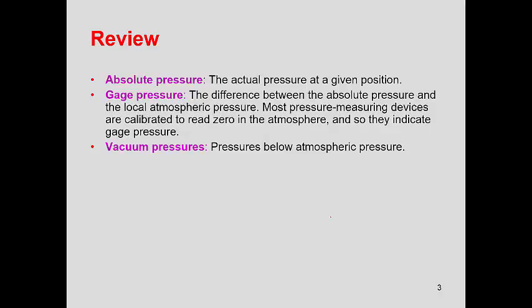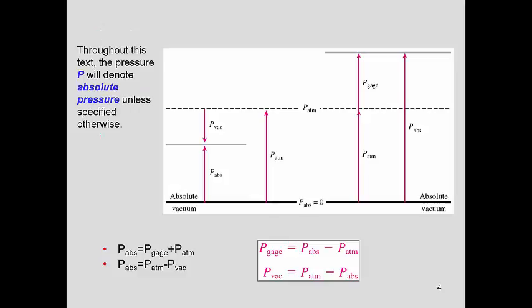And of course, the gauge pressure could also be a vacuum pressure. So the absolute pressure is the actual pressure at a given position, whereas the gauge pressure is the difference between the absolute and the local atmospheric pressure. Most pressure measuring devices are calibrated to read zero. So for atmospheric pressure, if you have a gauge meter, it will not read the atmospheric pressure, but the actual pressure inside that container, excluding the atmospheric pressure. A vacuum pressure would be, of course, below the atmospheric pressure. So 1 atmospheric pressure, 1 atmosphere, that's what we call it.